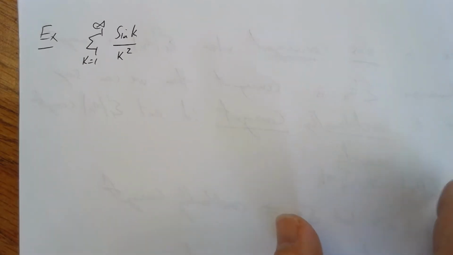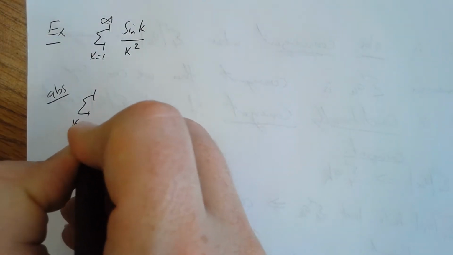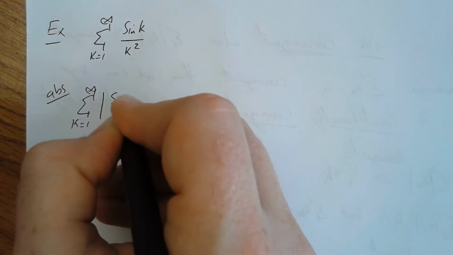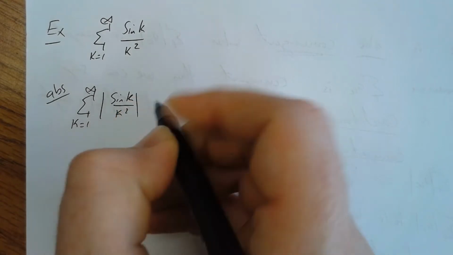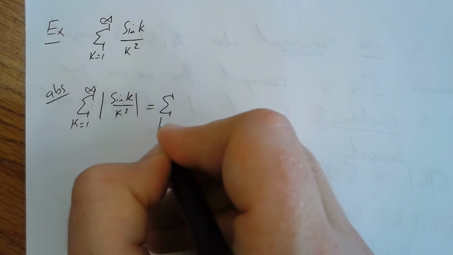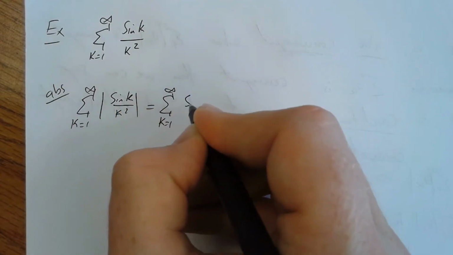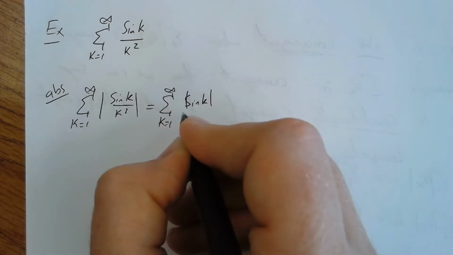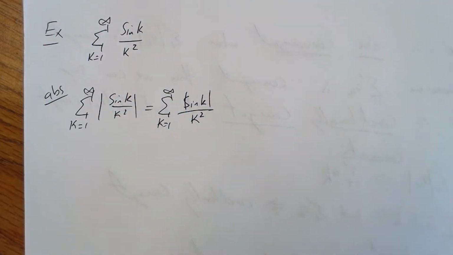For this one right here, I'm going to start with absolute value convergence, meaning I'm going to look at this series, k equals 1 to infinity, of the absolute value of sine of k over k squared. Really, what this means is that I'm looking at the summation of the absolute value of sine of k over k squared, because k squared is already positive. So the question is, how can I prove that this series is either A, convergent, or B, divergent?